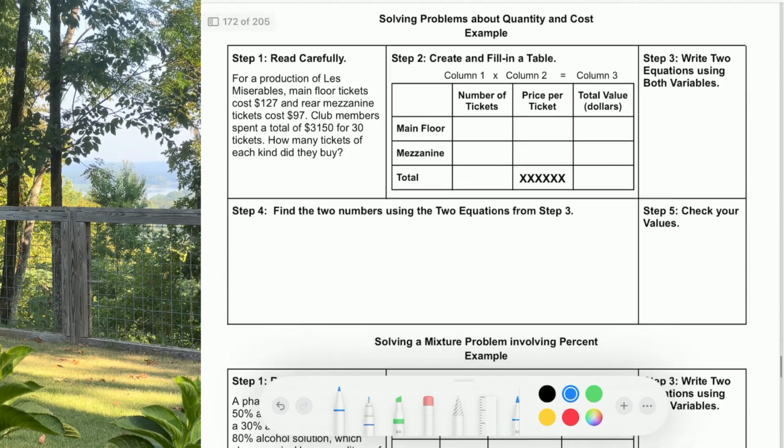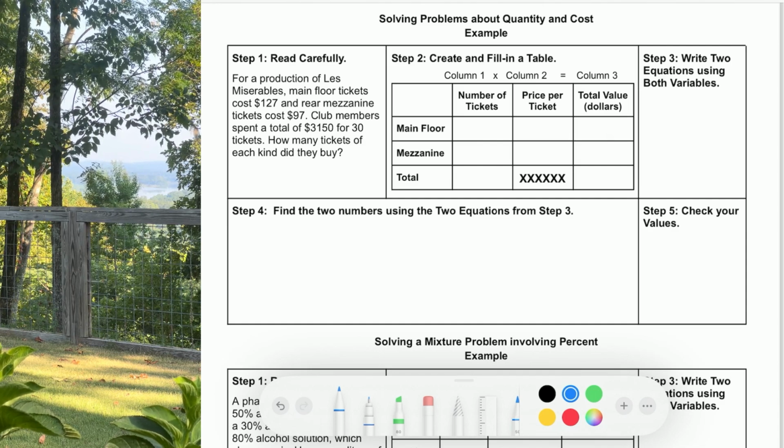Next example. For a production of Les Mis, main floor tickets cost $127 and rear mezzanine tickets cost $97. Club members spent a total of $3,150 for 30 tickets. How many tickets of each kind did they buy?